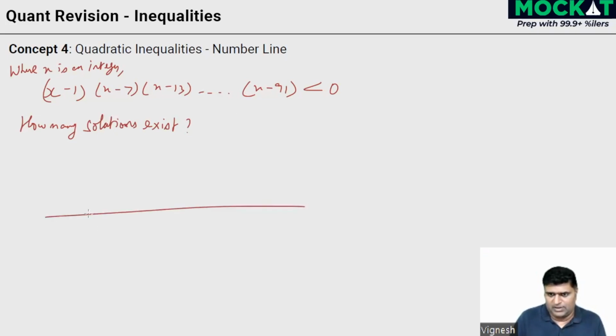If I want to draw a number line, I can start with a 1 here, then a 7, then a 13, and it goes on. And if I'm going to be ending it with a 91, what's the pattern? I keep adding 6 and move to the next term. This would have been an 85, this would have been a 79, and so on. Just put some dots. So how many terms are there? Arithmetic progression, AP: last term minus first term divided by common difference, plus 1. That's the formula to find the number of terms. 90 by 6 is 15, 15 plus 1 is 16. So there are 16 cuts.